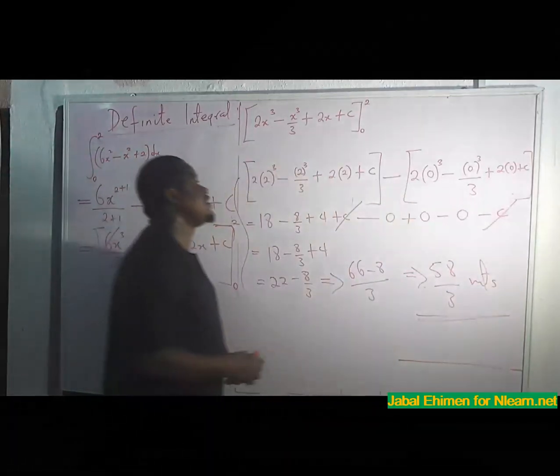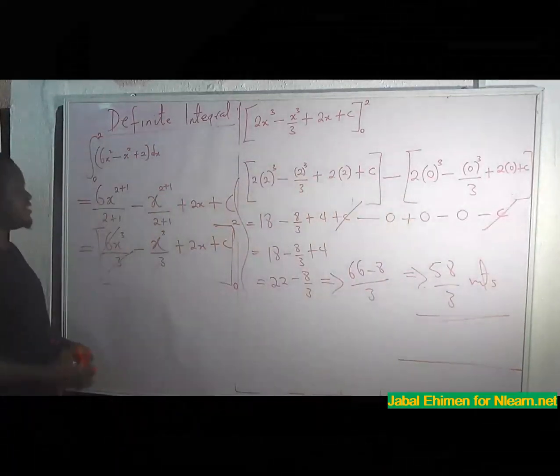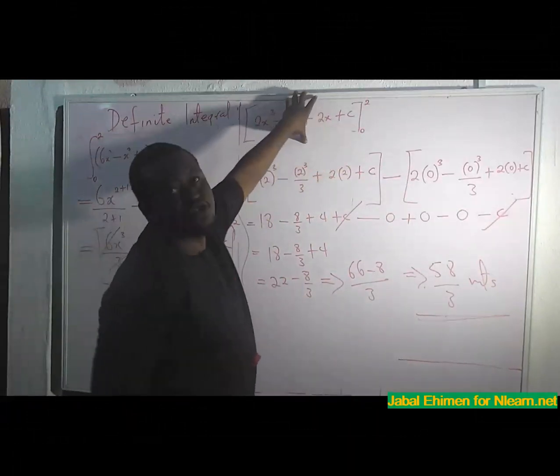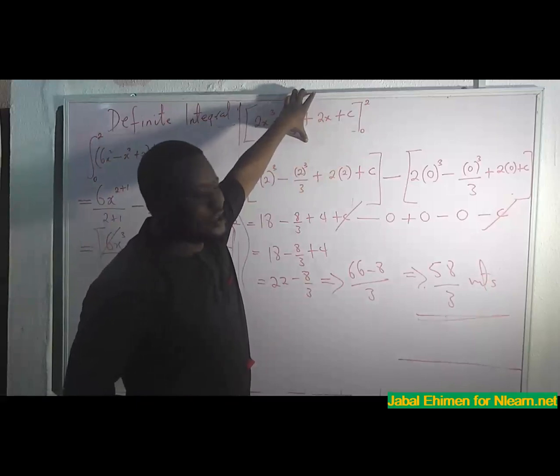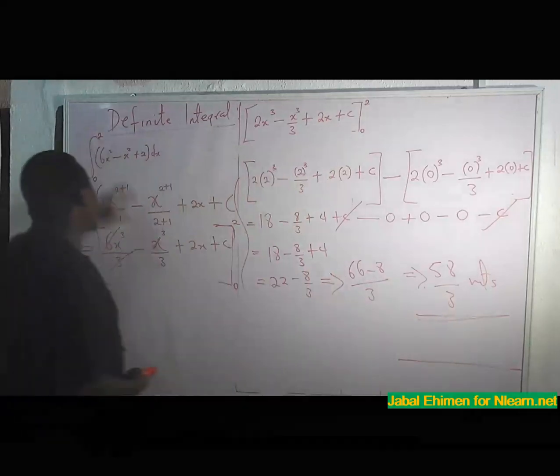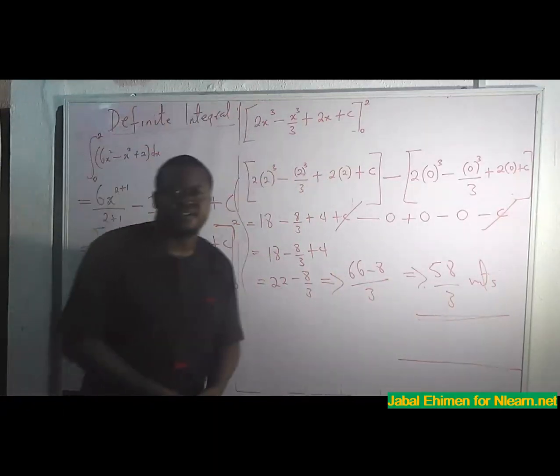So please, you can see that this value, after the integration of this value, is this. But this cannot be used by the technologist. But this can be used by the technologist. So that is the reason why we have the definite integral.